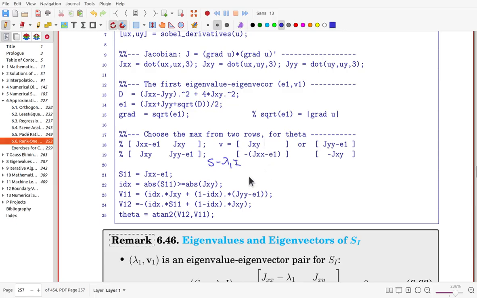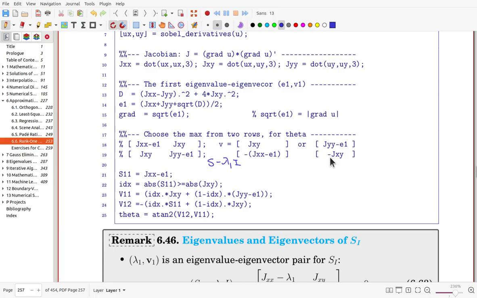However, one of them can be 0. For example, ux. If it is horizontally not changing, and all the change is in the y direction, then there's no horizontal change, then ux must be 0 at some point, then jxs must be 0 and jxy must be 0. So in one of them, one row or the other must be 0, which means that either this one or that one must be 0.